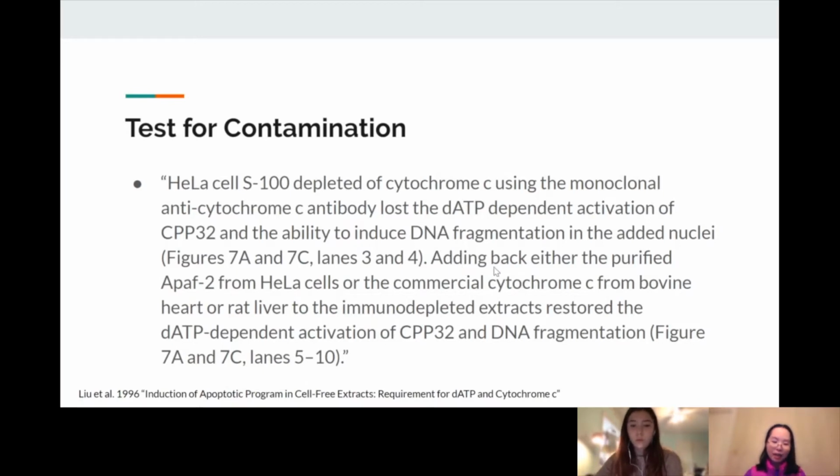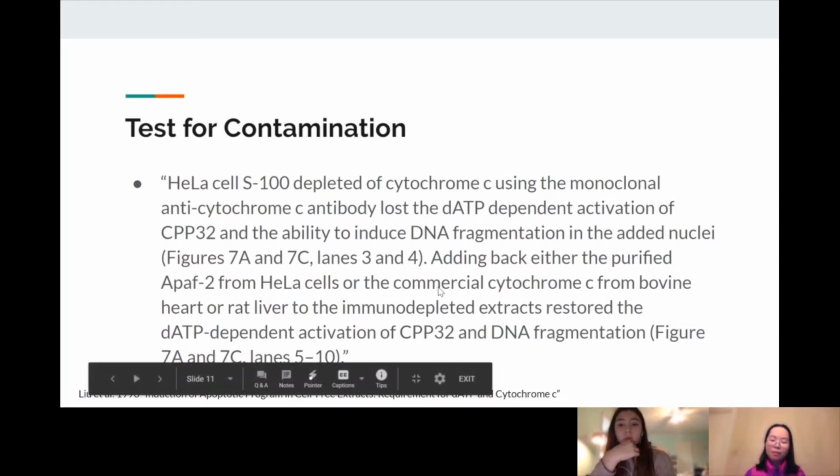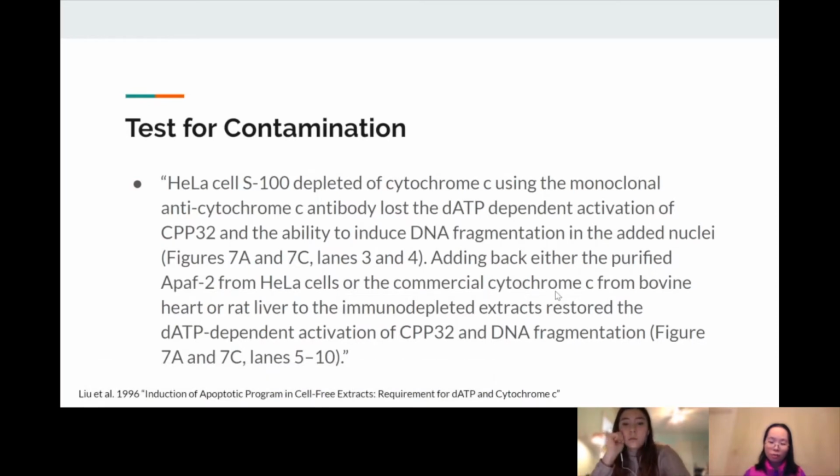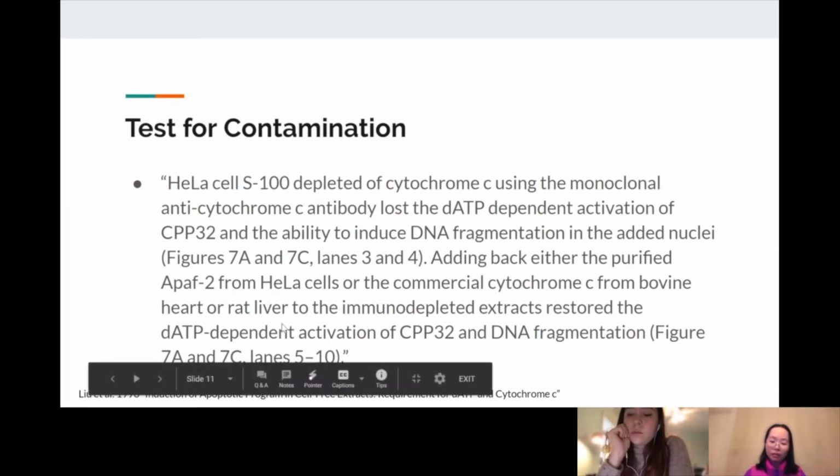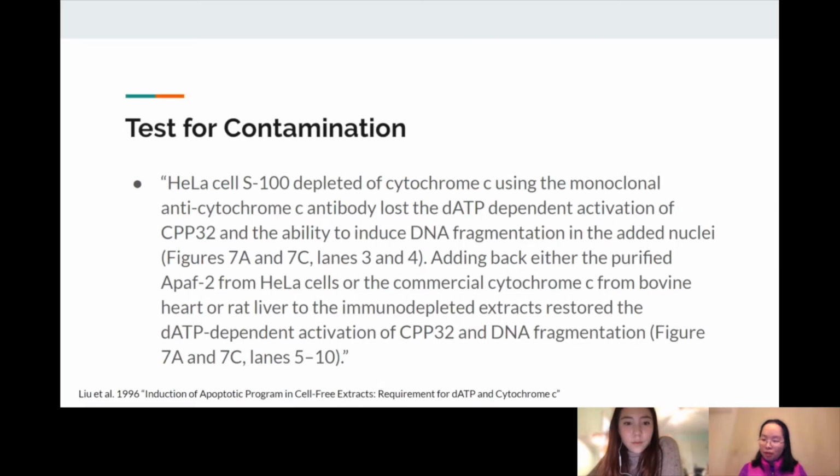Once they added back either the purified APAF2, which is the isolated protein from the cells, or they even purchased commercial cytochrome C from bovine heart or rat liver, and they added it back to the extracts, the experimental tubes, it restored the ATP-dependent activation of CPPs, the property of that protein that's causing apoptosis. Then they concluded, in fact, cytochrome C is involved in the apoptosis pathway.